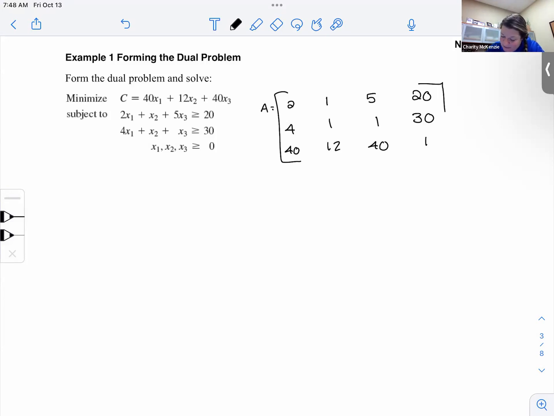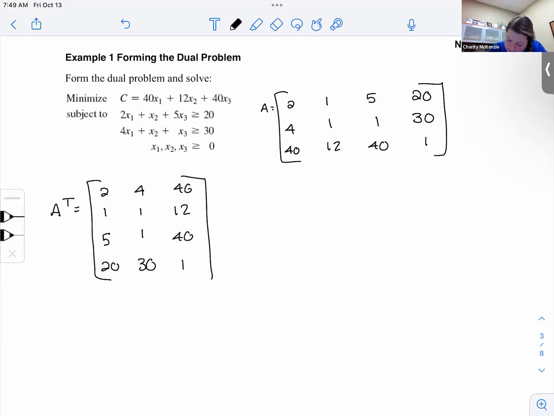Okay, then we're going to transpose that. That's a T for transpose, usually a capital T. And so that first row is now going to go down. I think I left enough room. So 2, 1, 5, 20, right? 2, 1, 5. And then 4, 1, 1, 30. And then 40, 12, 1. There we go. There's our new problem.